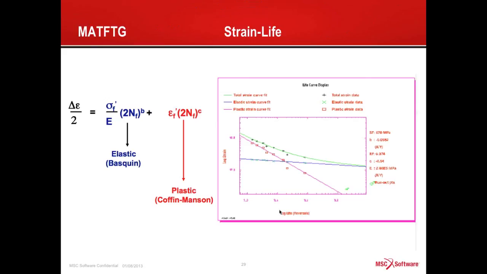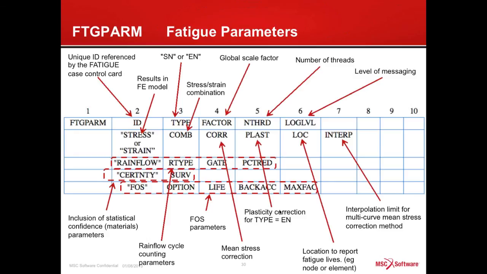Another card that's interesting is the fatigue palm card. This is where a lot of the detailed instructions about how to do fatigue are included. For example, what stress combination to use, what means, that is like von Mises or principal, what mean stress correction to do, how to do the rainflow cycle counting, whether to do factor of safety analysis. All of these types of questions are answered in this card entry.